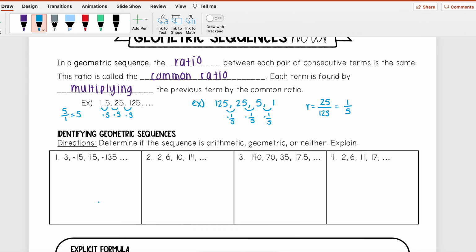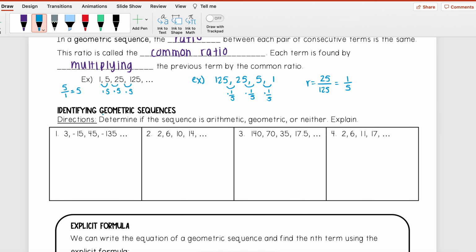So let's look at some examples when we're identifying sequences. So with these sequences, we're going to determine if it's arithmetic, geometric, or neither, and then we're going to explain. Okay, so here I have 3, -15, 45, -135. When I see it go from a small number to a large number, that clues me in that I'm multiplying by something each time. And so I see to get from 3 to -15, I need to multiply by -5. But now I need to check whether the same is the case for the rest of these.